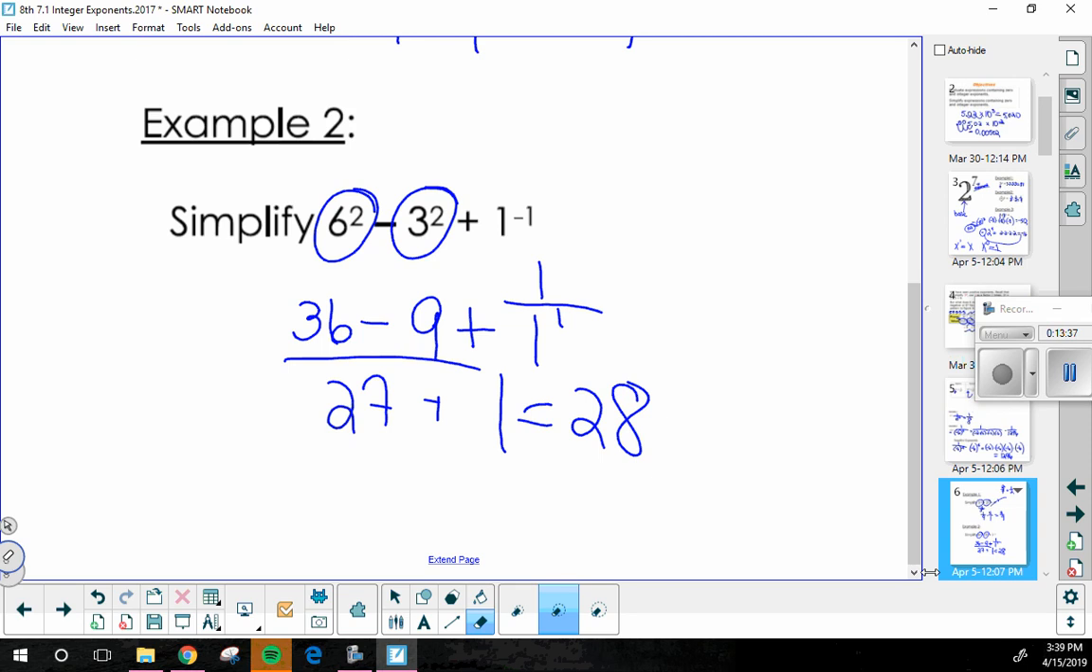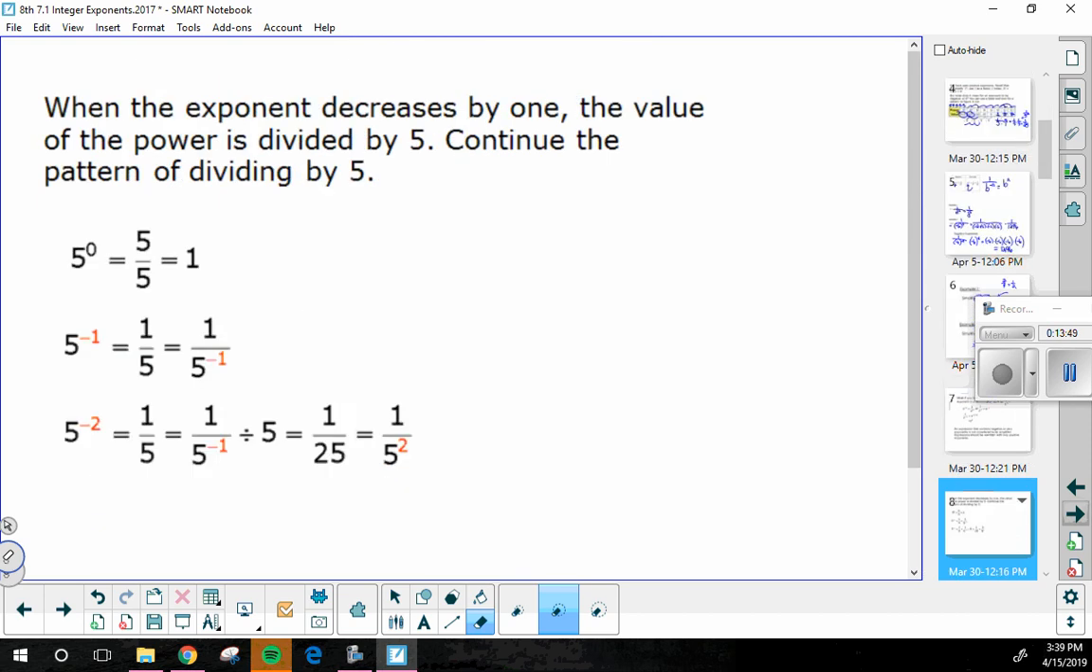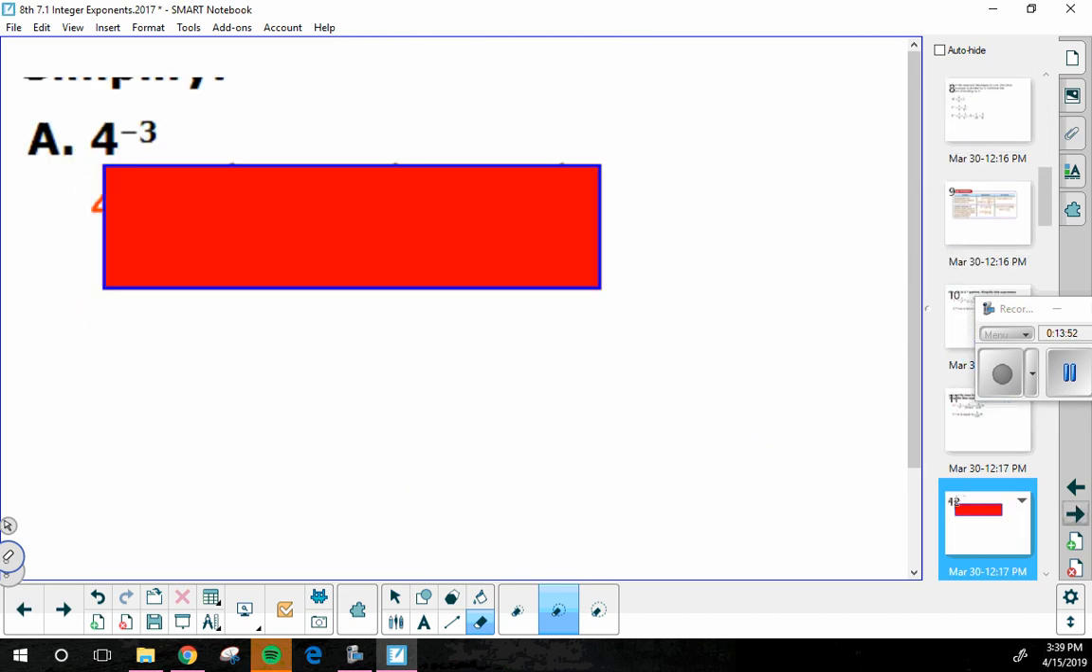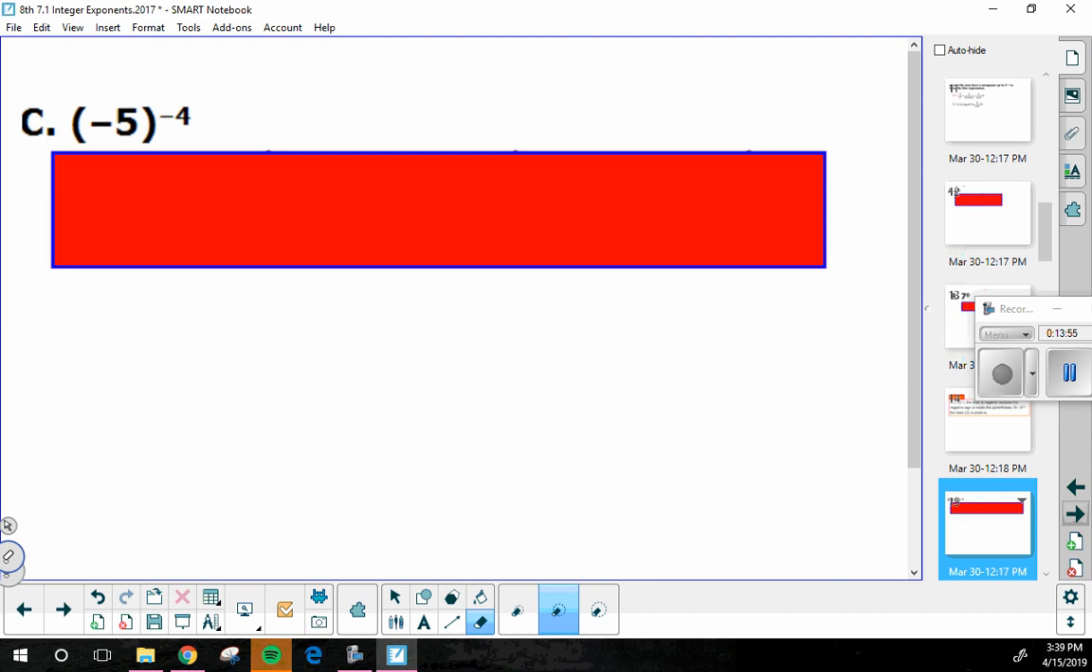I'm going to give you several more examples. So now we're going to switch to your notebook paper, and you're going to write down these examples and have them to go back and reference for tonight. Okay. And the first one you're going to write down is this one. Negative 5 to the negative 4 power. I know you're wanting to glue your foldable in, but I'm going to ask you to wait so you can get these examples written and then glue your foldable in.